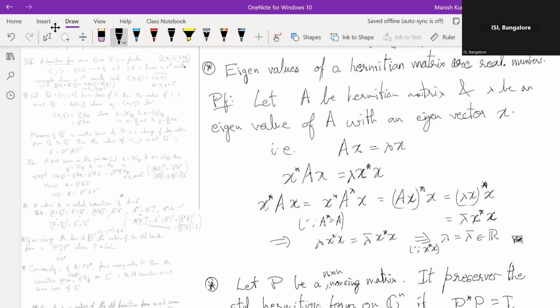So in particular, the corollary is that the determinant and trace of a Hermitian matrix are real numbers, in R, because the determinant is just the product of eigenvalues and the trace is just the sum.